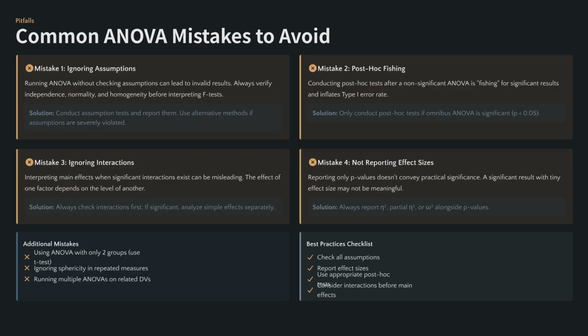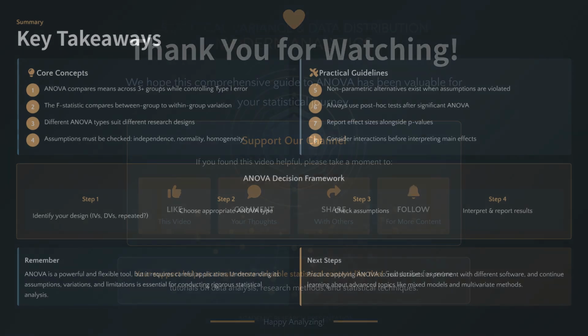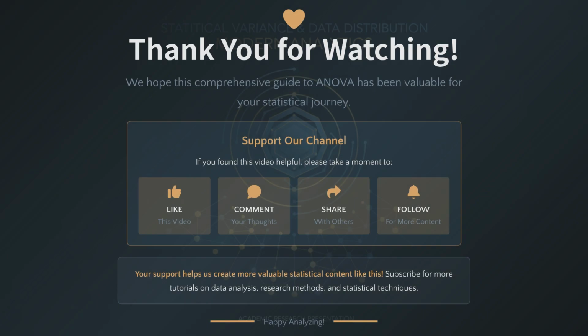or multi-level modeling. Chapter 04 covers non-parametric alternatives, which are distribution-free tests used when ANOVA assumptions are severely violated, particularly normality. These tests are robust to outliers and non-normal distributions because they use ranks instead of raw data values. However, they typically have less statistical power than parametric ANOVA when assumptions are met.